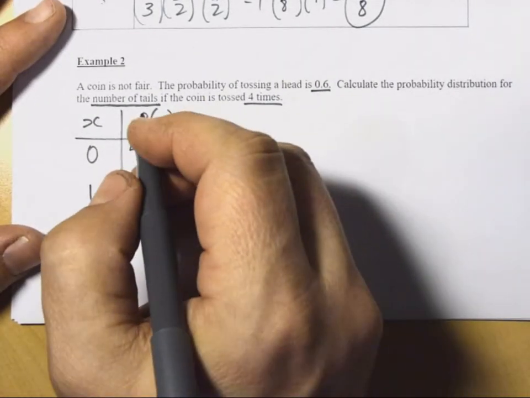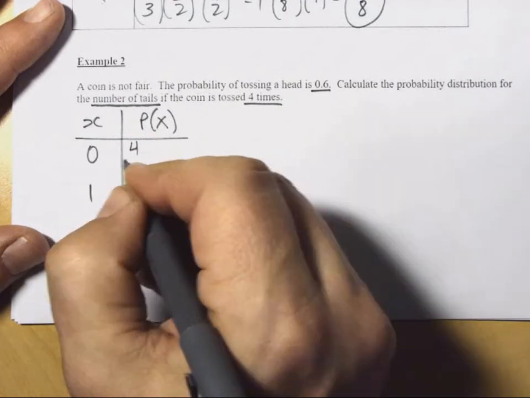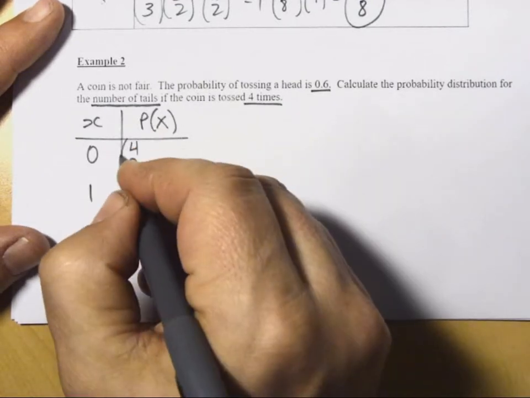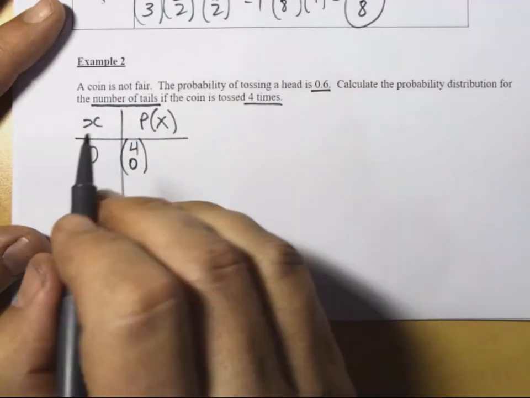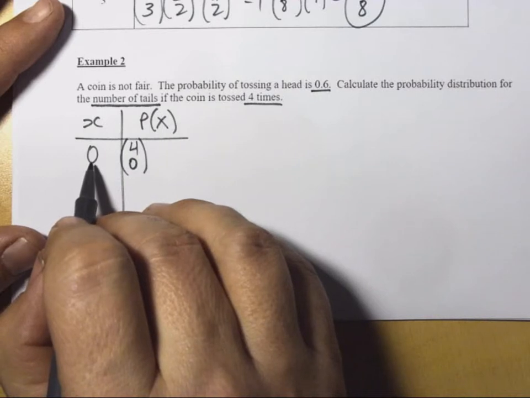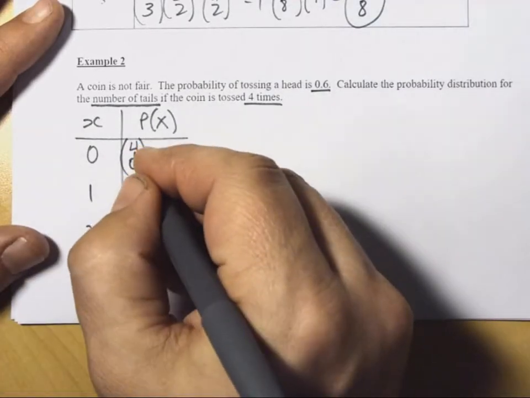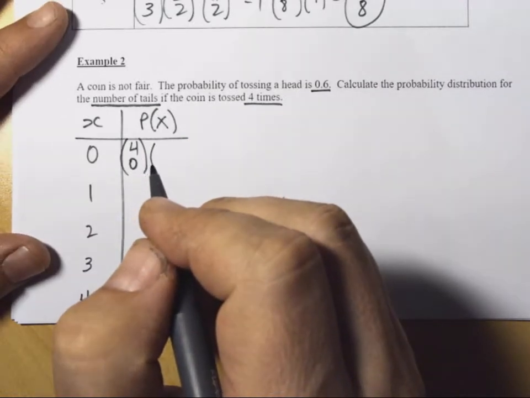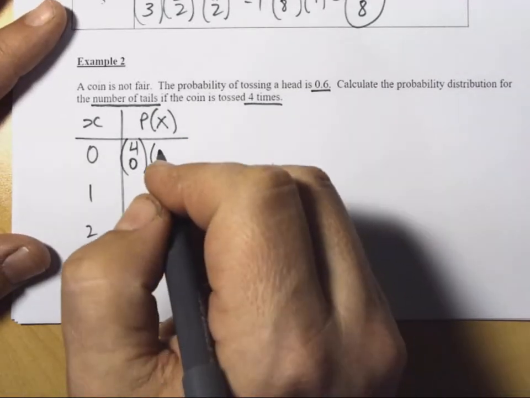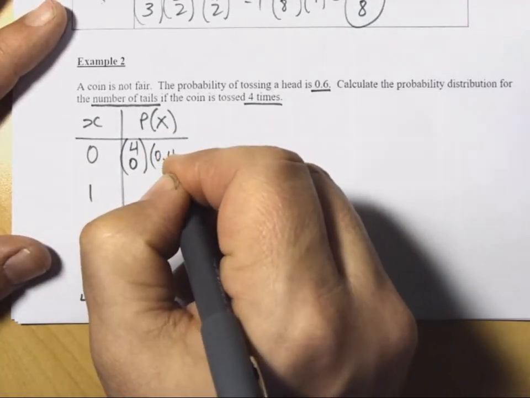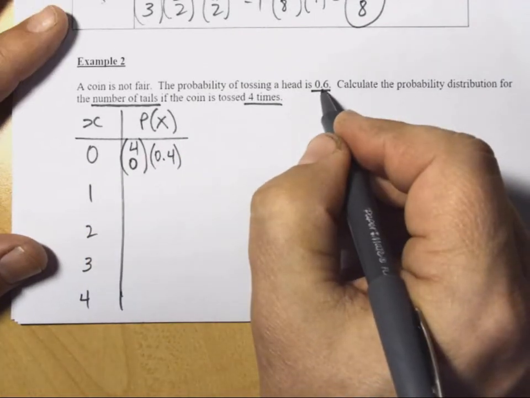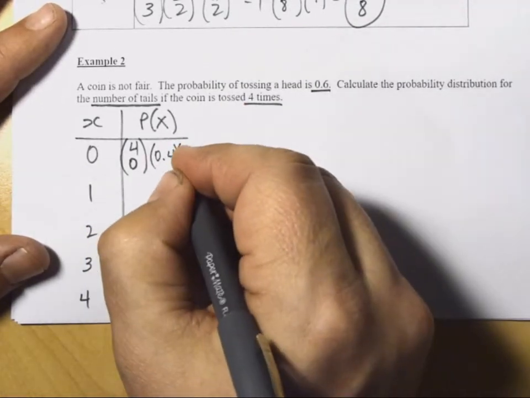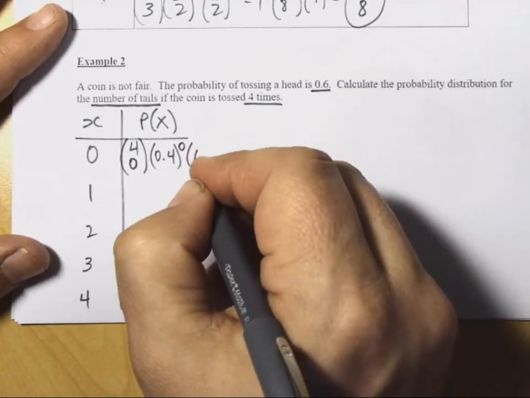it's 4 trials. Out of 4 trials, we got 0 successful things happening. What's a successful thing? We're looking for tails, not heads, right? So out of 4 flips, we got 0 tails. What's the probability of getting a tail? Well, it's not 1/2, it's 0.4. It must be the opposite of 0.6. And that happens 0 times.